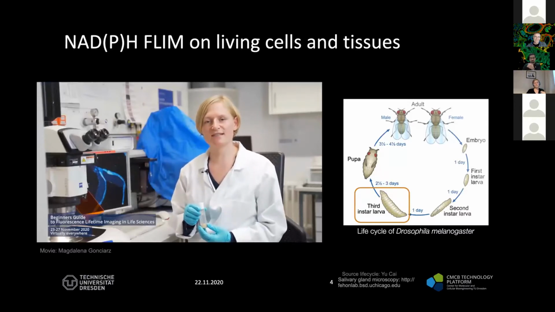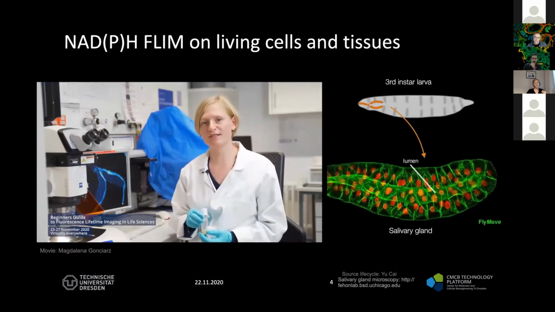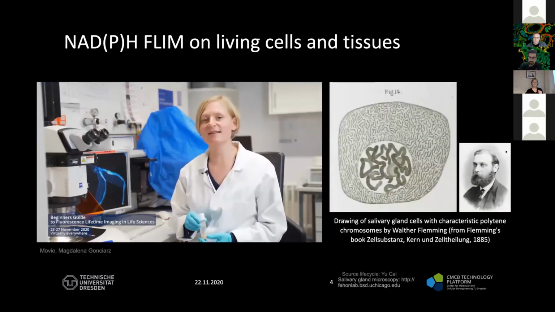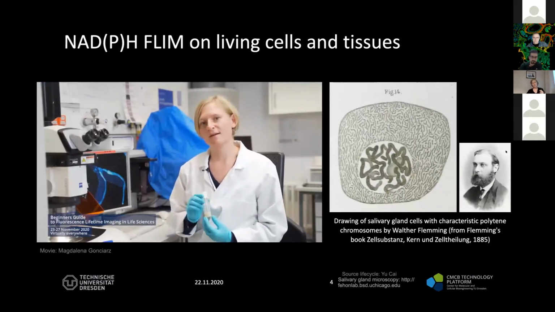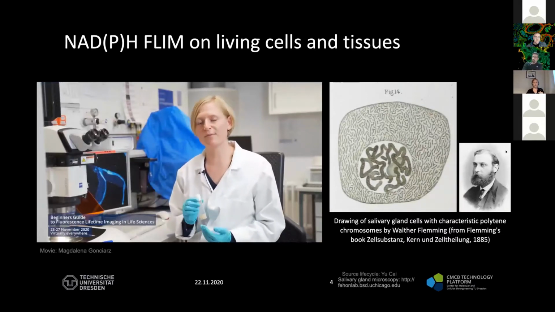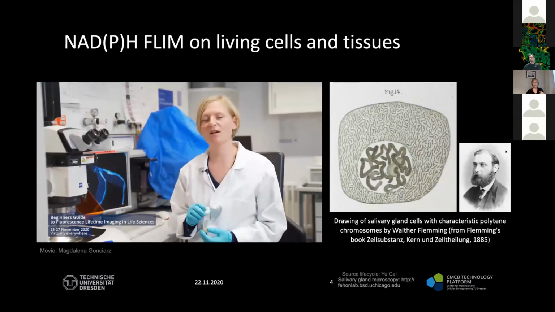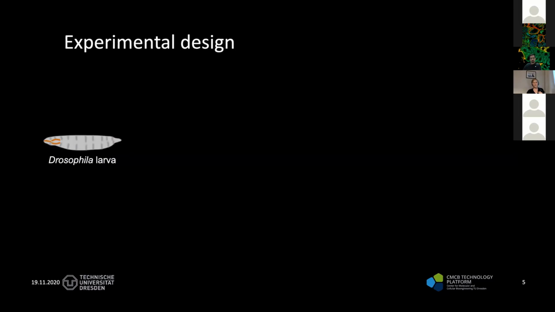Salivary glands have fascinated scientists for a long time, with Walter Flemming drawing early images in the 1890s, focusing here on polytene chromosomes, which are specialized chromosome forms due to repetitive rounds of replication. These chromosomes allow high levels of gene expression in order to produce sufficient protein. I think I can jump to the next slide. So basically we are investigating this tissue, which is highly metabolically active.